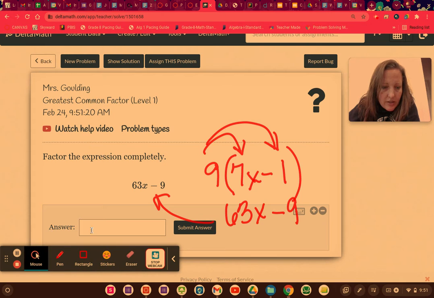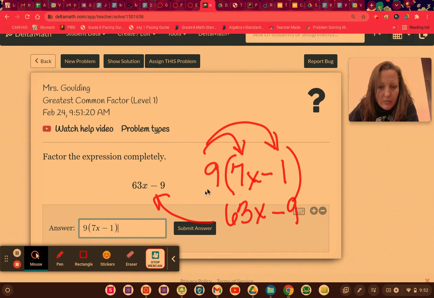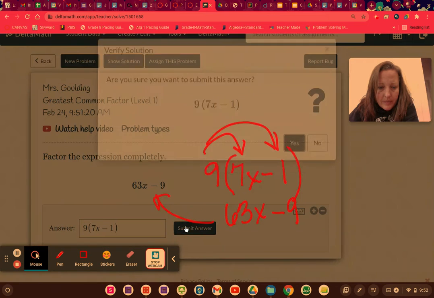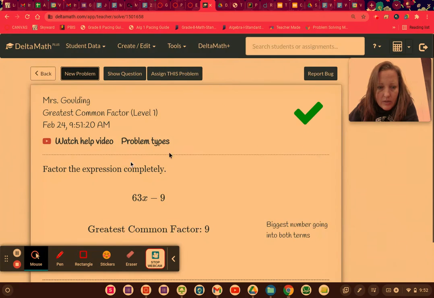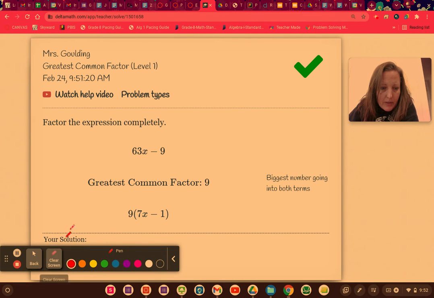I noticed yesterday a lot of you picked this up pretty quickly. It's definitely easier if you're strong in your multiplication facts. If that's a weakness for you, this might be a little bit harder, but not impossible. Okay, hopefully that part is good.